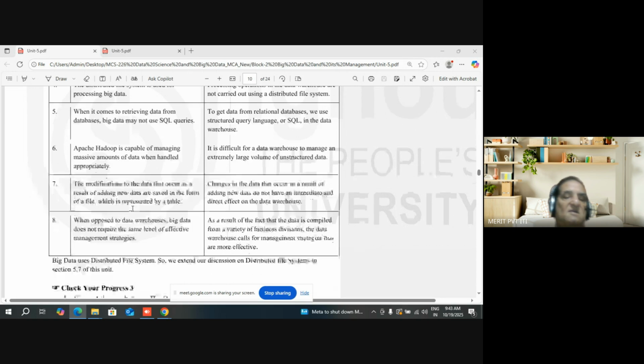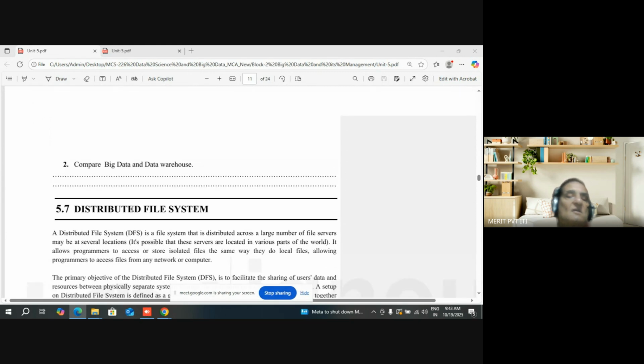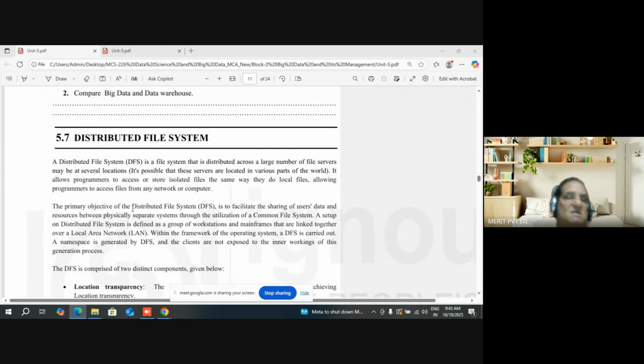So big data uses distributed file systems. So we extend our discussion on the distributed file system at this point. In a distributed file system you can always take structured, unstructured, and semi-structured data, whereas in a data warehouse you are only talking of structured data. A distributed file system is a file system that is distributed across a large number of file servers, maybe at several locations, allowing programs to access files from any network or computer.